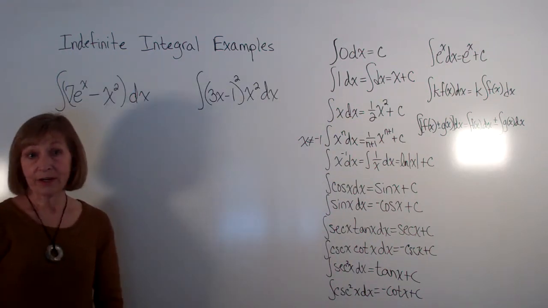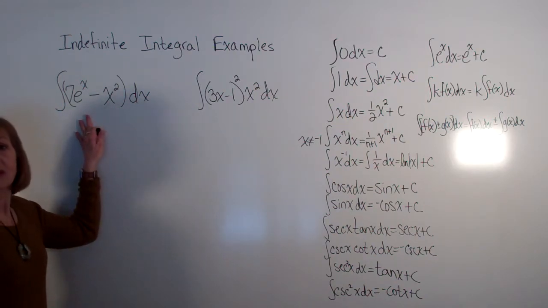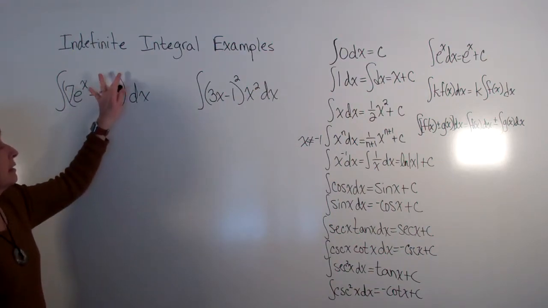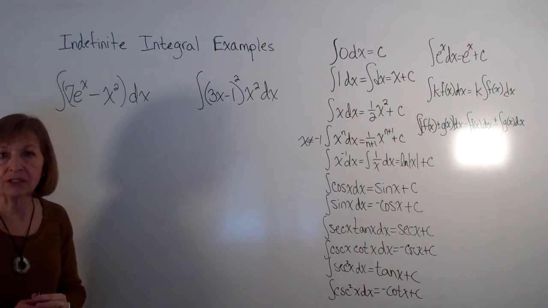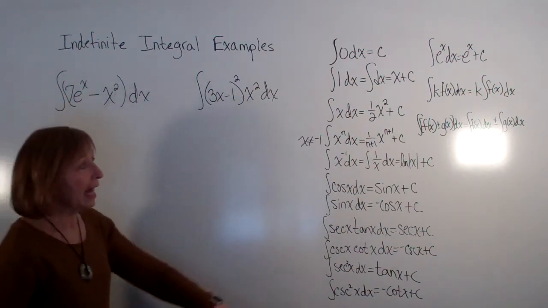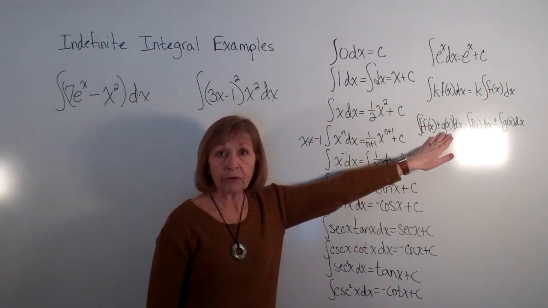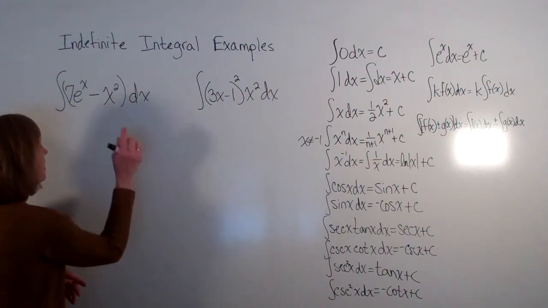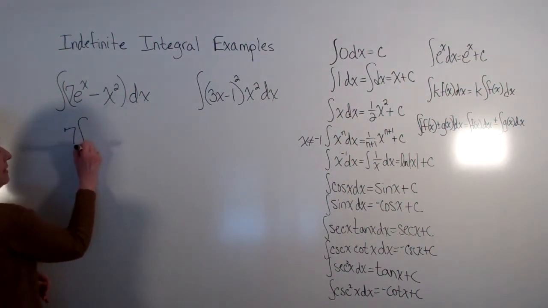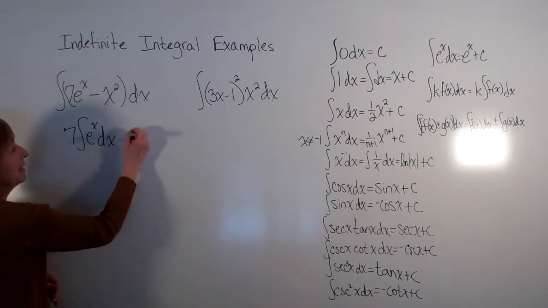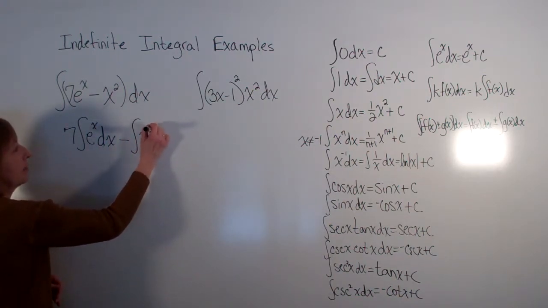Let's look at a couple more. How about the integral of 7e to the x minus x squared dx? Well, when I look again at the exponent, it's just an exponent of 1, so I just have these two terms. I can integrate term by term, and any constant factors I can pull out front. So this is the same as 7 times the integral of e to the x dx minus the integral of x squared dx.